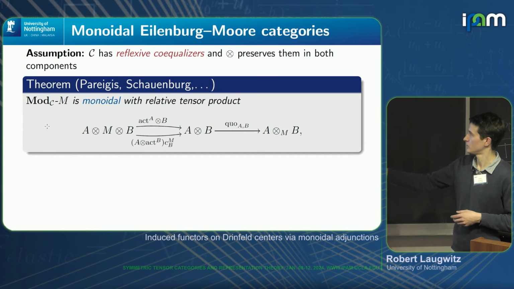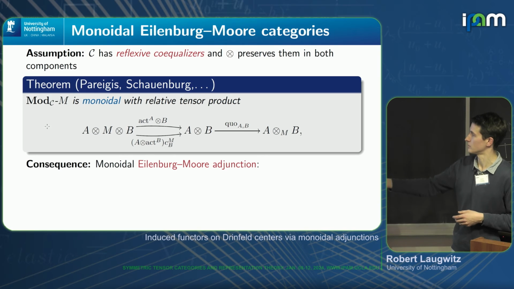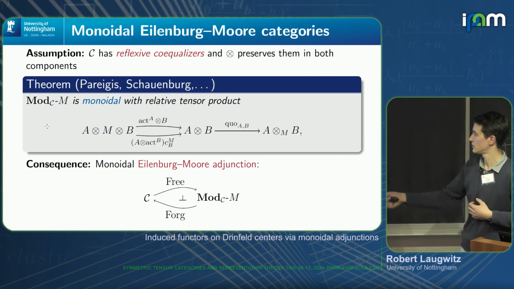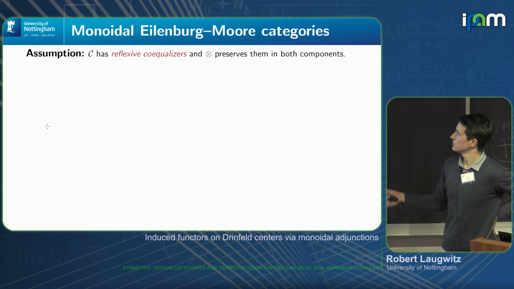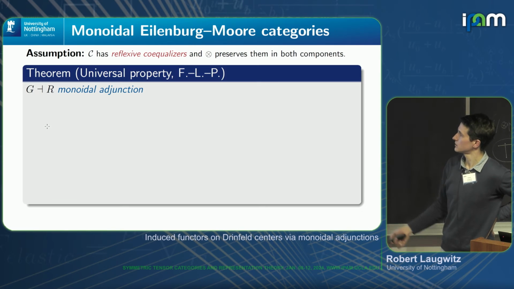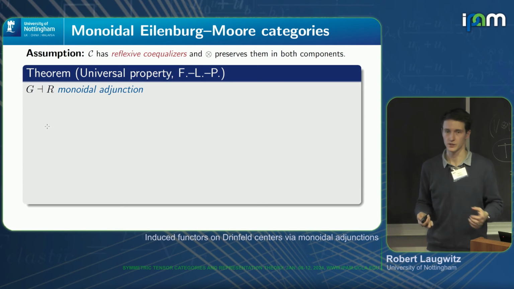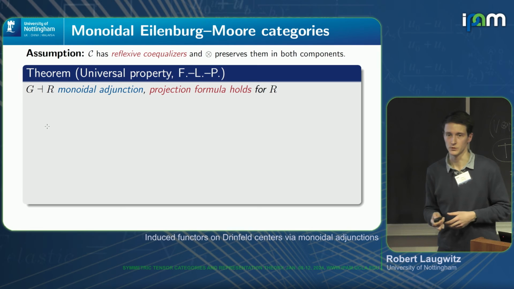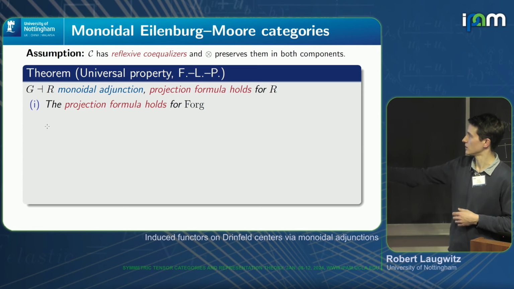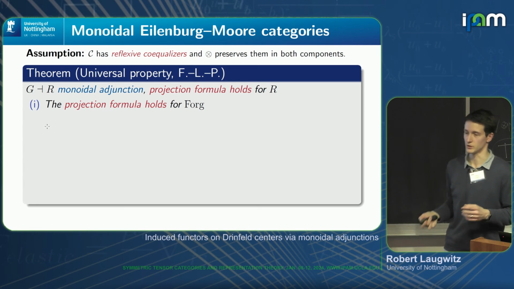So in this way, Schauenburg showed, first of all, that this gives a monoidal category. In particular, one can build a monoidal Eilenberg-Moore adjunction out of this. There's a free functor, there's a forgetful functor again. And now, under the same technical assumption as before, there was a universal property for this Eilenberg-Moore adjunction as well. Namely, if the projection formula holds, we need to assume that, then we can work with commutative central monoids. Then it also holds for the right adjoint of the Eilenberg-Moore adjunction.